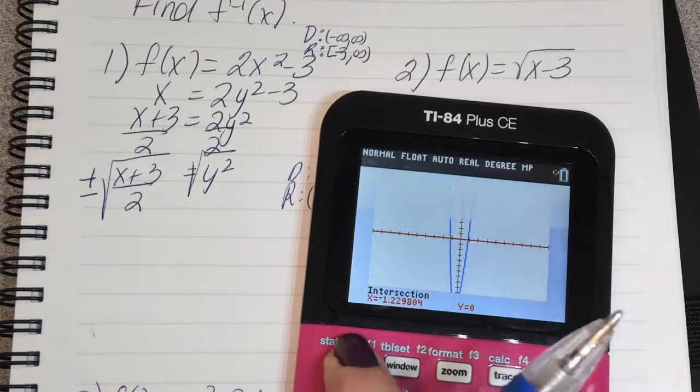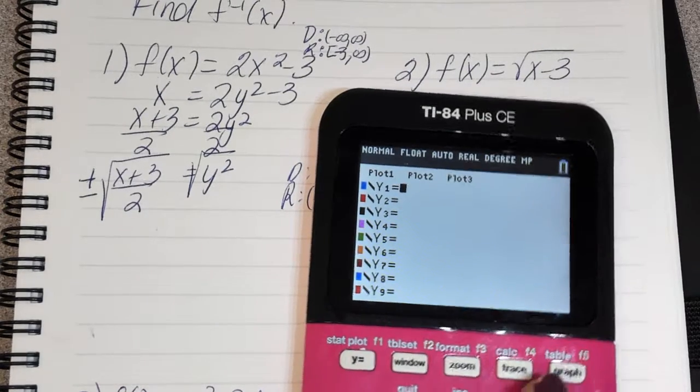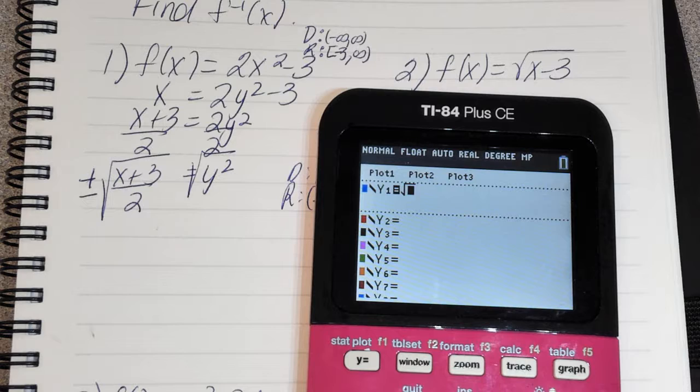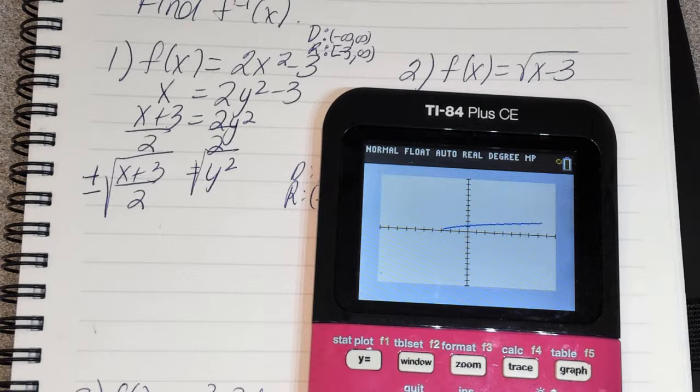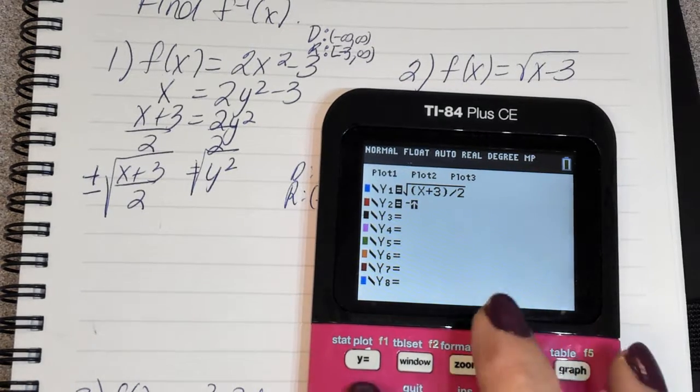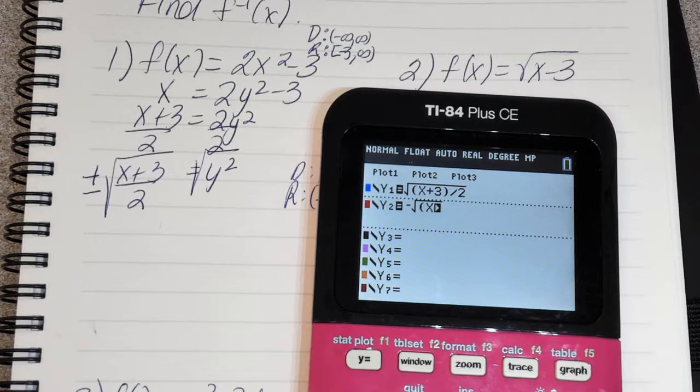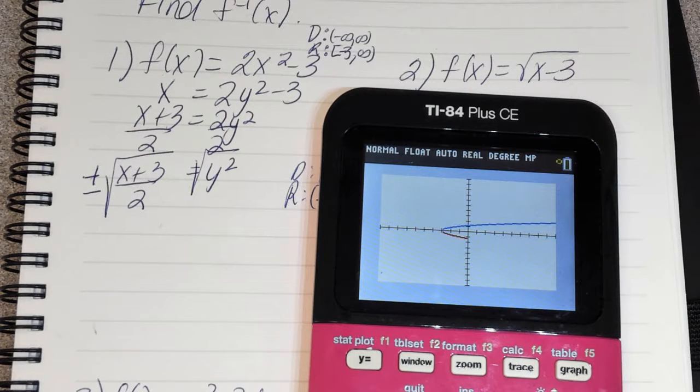If I had just put it in, and watch how I put this in because people always put this in incorrectly, I'm doing the square root of parentheses x plus 3 divided by 2. All of that's under the radical. If I just put that in the way it's given, is that range negative infinity to infinity? No. But if I go down here and I put in negative, see the whole x plus 3 is getting divided by 2, and now I graph it. See how now the range is negative infinity to infinity?